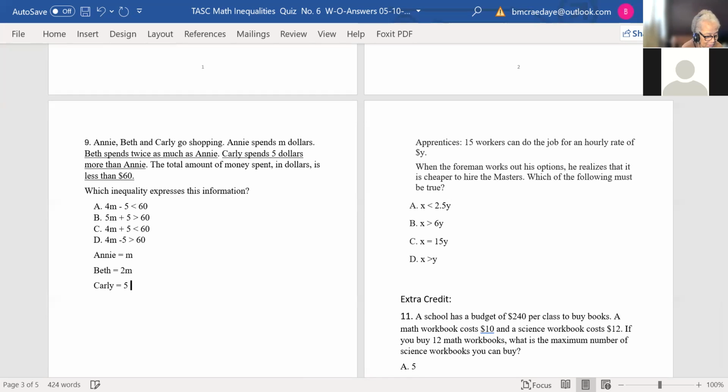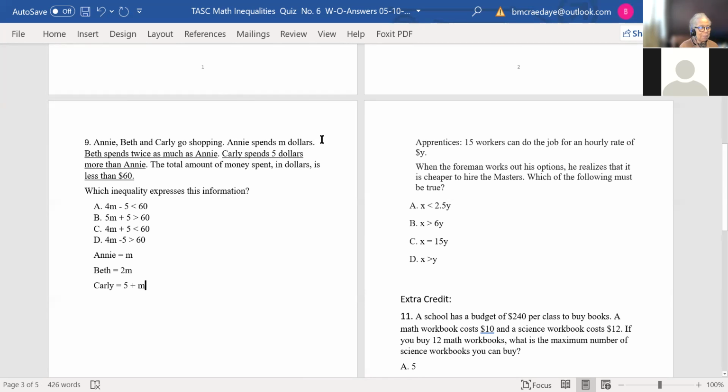Plus. Yes, very good. Plus what? Carly spends $5 more than Annie. That's 5 added to what Annie spent. So what did Annie spend? Right here. M. That's right. Okay, so now we've got all the words translated into the math.